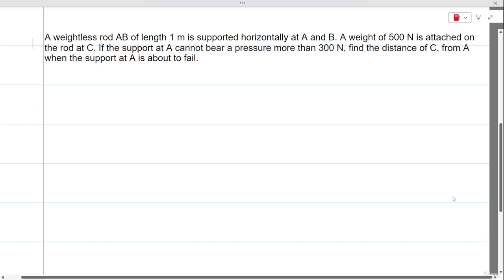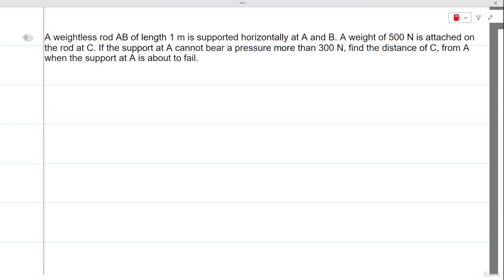In the given question, we find that a weightless rod AB of length 1 meter is supported horizontally at the points A and B, and the weight of the rod is 500 newtons. And the weight is placed at a point C. C is somewhere on the rod. It is not at the middle.